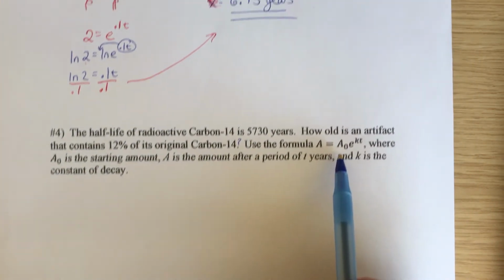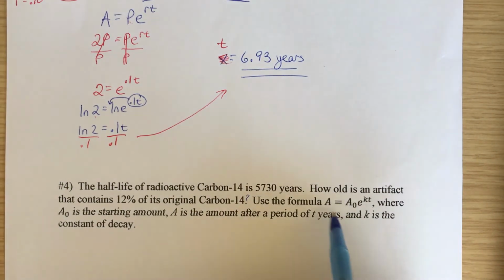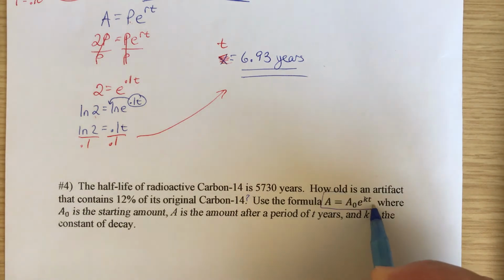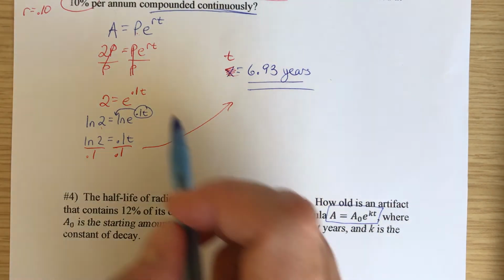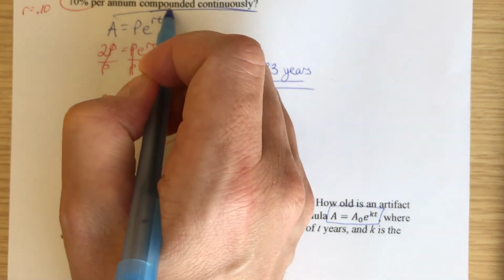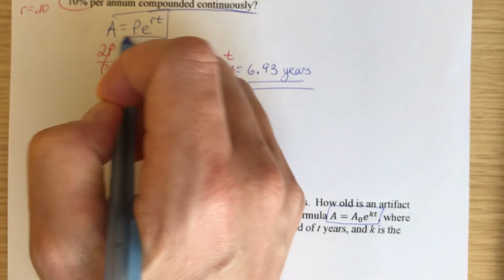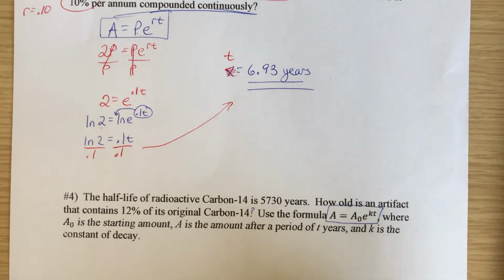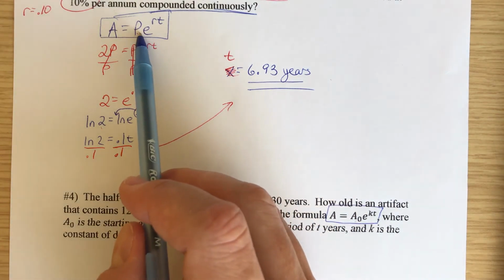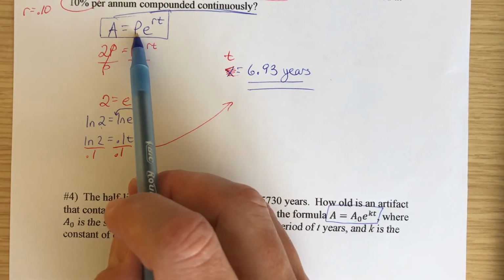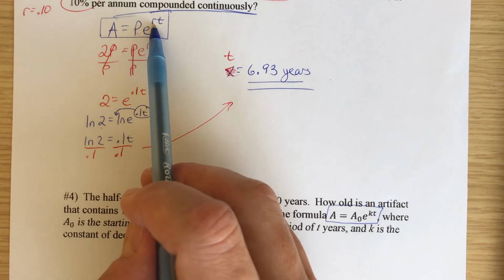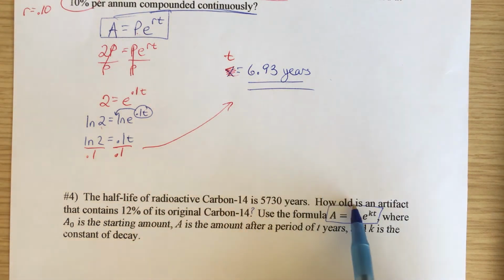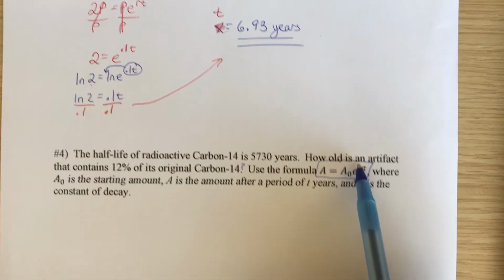Now you might be thinking, whoa, he's throwing another formula at us, but look at what we used for the compound continuously interest. It's actually the same formula. The only thing that changes is that A sub 0 is the variable, the starting amount, instead of principal, because principal is for money. And then instead of R, for the rate, we're using a constant K.